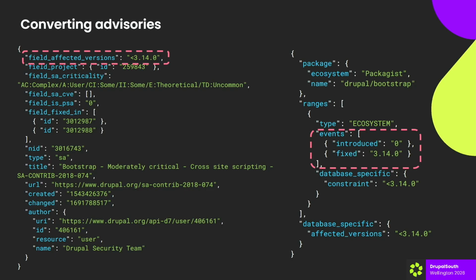So on the Drupal side, this is interesting because we have the field affected version property on the security advisories, which is what tells us what's affected by the advisory, and that's a composer version range or constraint. So I ended up having to write a custom parser to figure out the upper and lower bounds of that version constraint, and then turn it into the introduced and fixed events that you can see on the other side here.